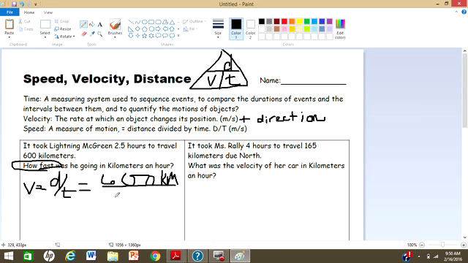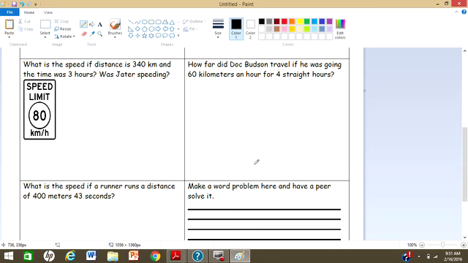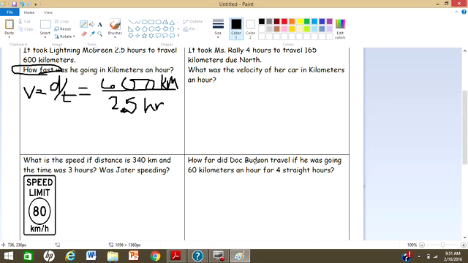And then, what's our time? 2.5 hours. And make sure your decimal point shows. Okay, make sure the decimal point shows. And then grab your calculator and quickly put that in the calculator. If you need to hit pause right now, you may do that. And write your answer in.